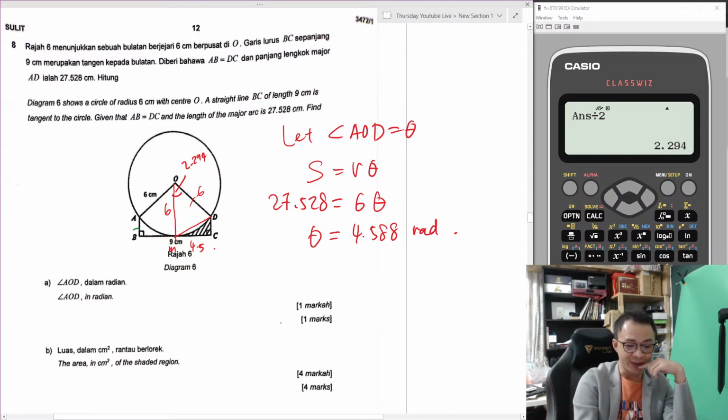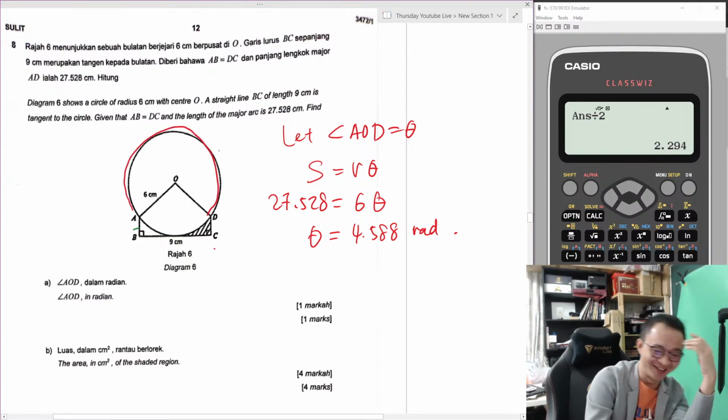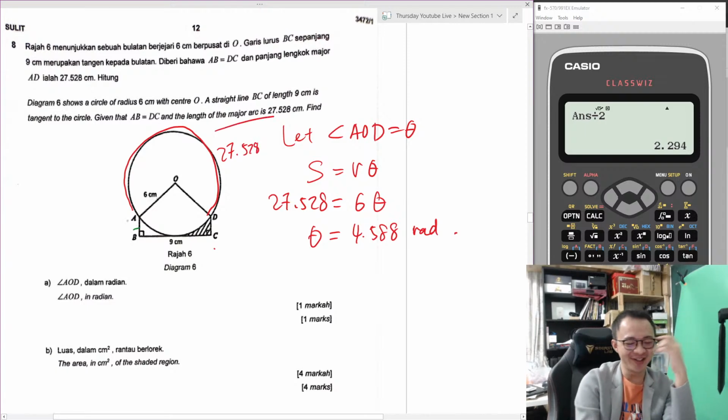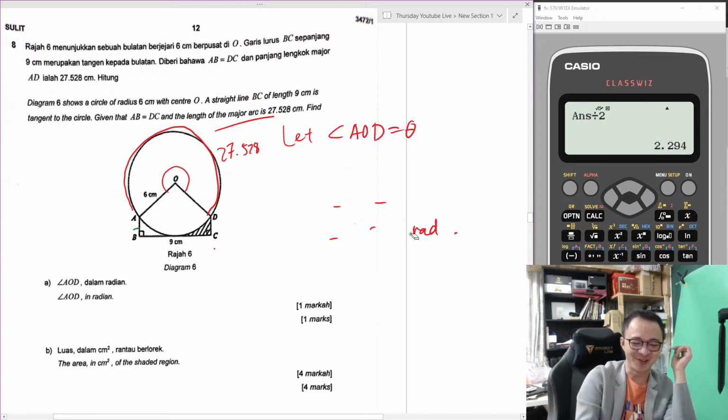Oh, that one is the major arc. Okay, thanks for that. I didn't see the word major. 27.528 is a major arc, so this is a minor. So we need to use the angle at the back first, and then only we can find AOD. Okay, never mind. Thanks for letting me know.